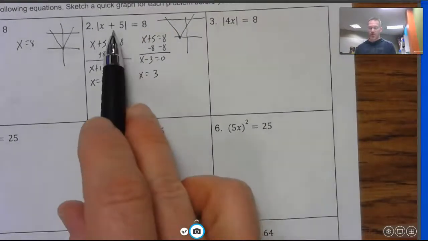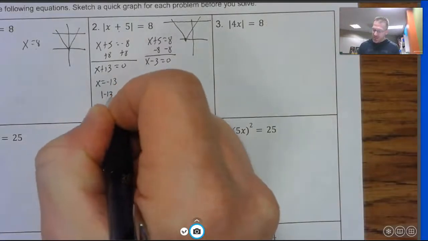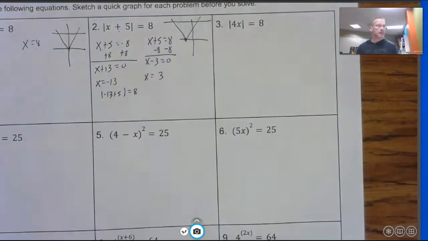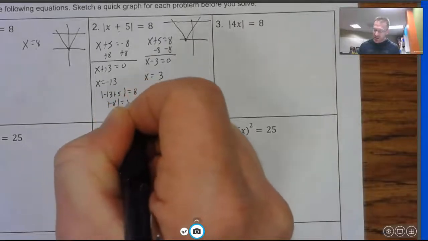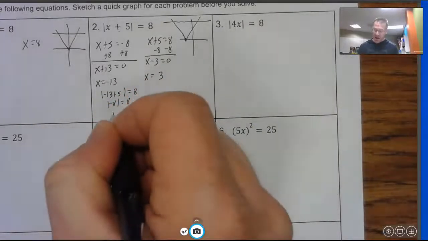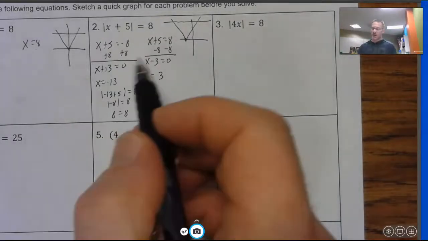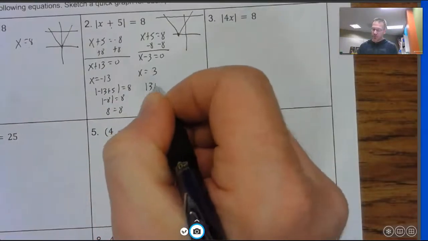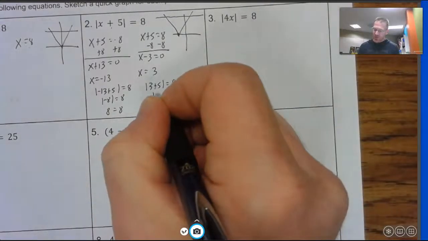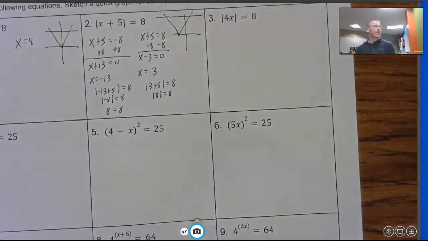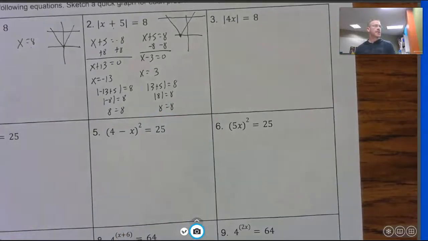So notice if I go back and plug this in, we talked about verifying our solutions, right? So notice if I plugged in negative 13 plus 5, I can see what happens. So negative 13 plus 5 is negative 8, and the absolute value of negative 8 is 8. And so I know it works, right? So remember, we can go back and just plug those values in. So if I plug 3 in, 3 plus 5 inside my absolute value bars, and then 3 plus 5 is 8. So the absolute value of 8 is 8. Okay, and then 8 is equal to 8.